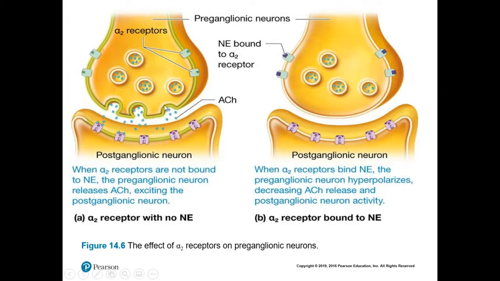So again, no norepinephrine allows for acetylcholine to be transferred to the postganglionic neuron. And then with norepinephrine, that transfer does not occur. Therefore, the postganglionic neuron is not going to be stimulated, right?